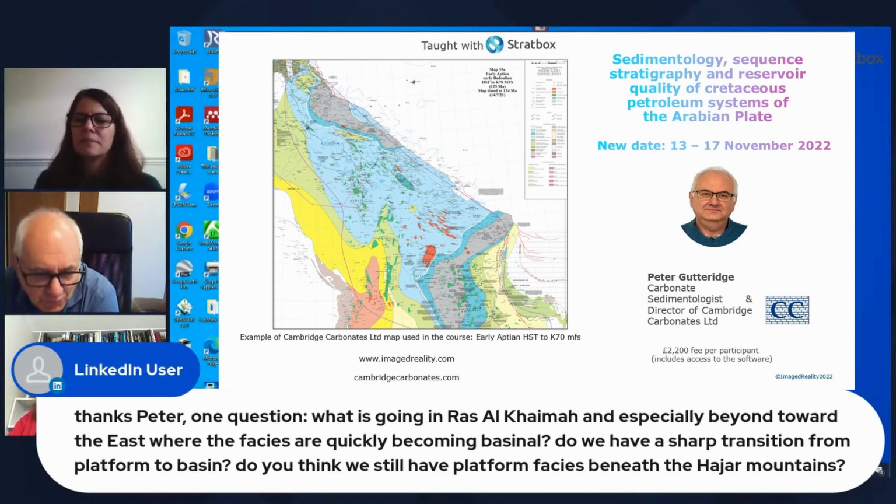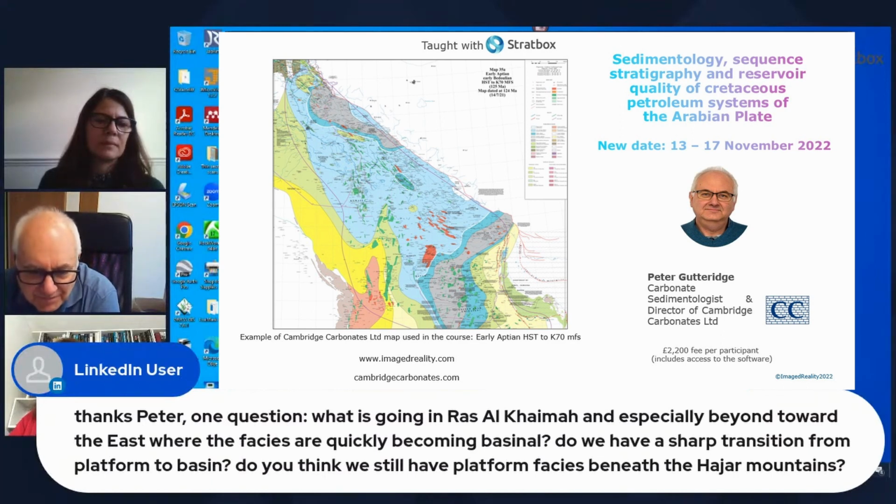As far as we can tell, at the moment our maps are showing mainly basinal facies, but that is an area we need to look at in more detail. The problem is once you get into that part of the plate, you have to look below all the ophiolites and all the structure that's developed.